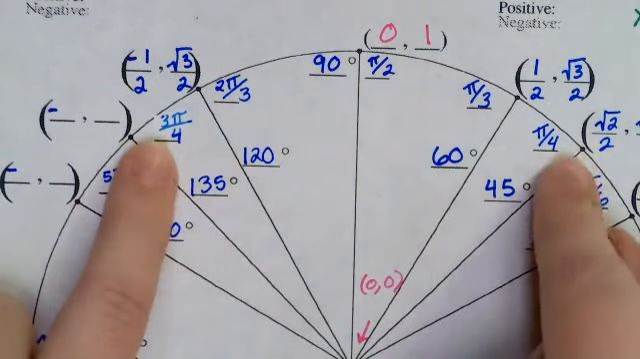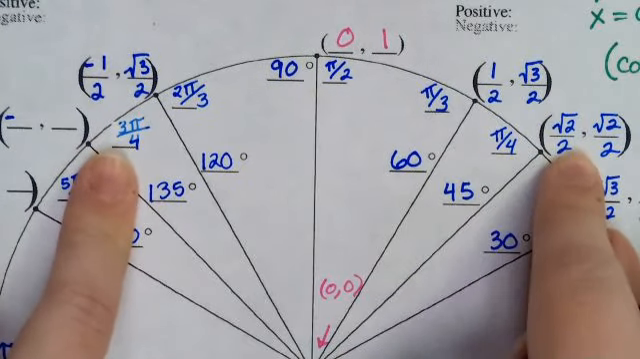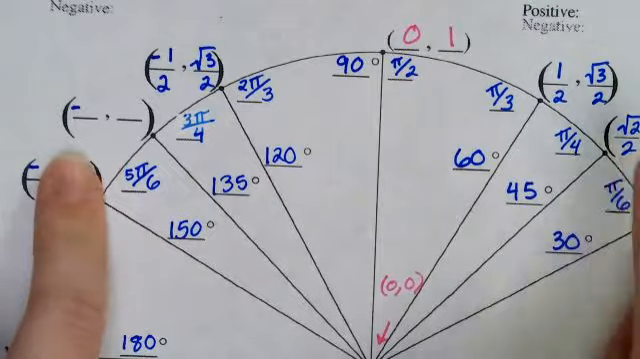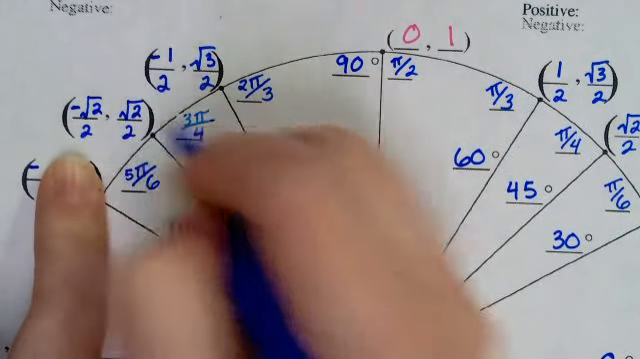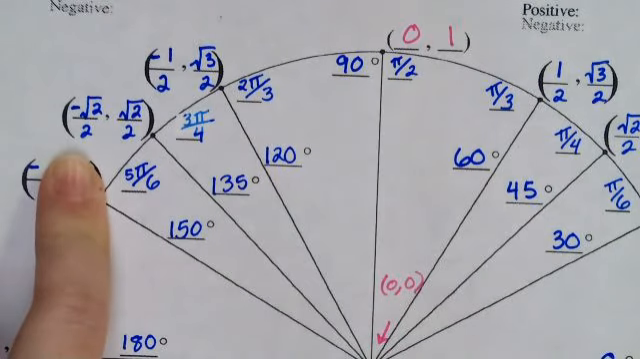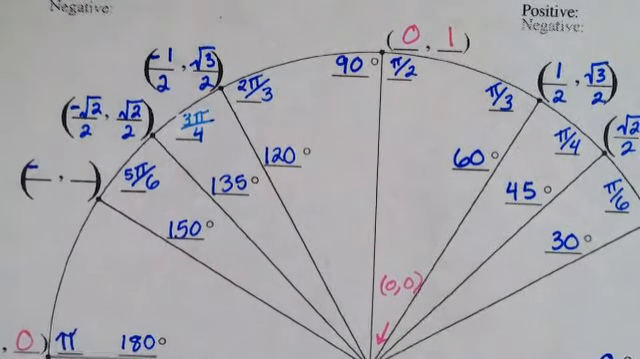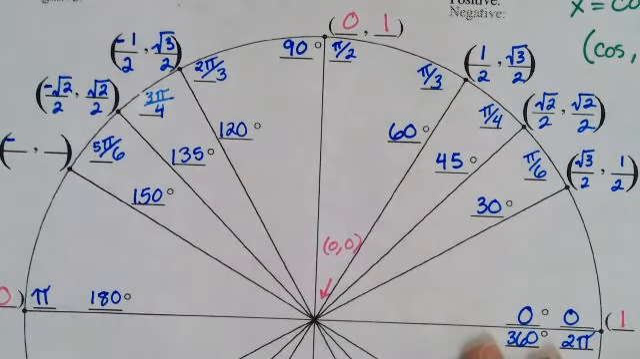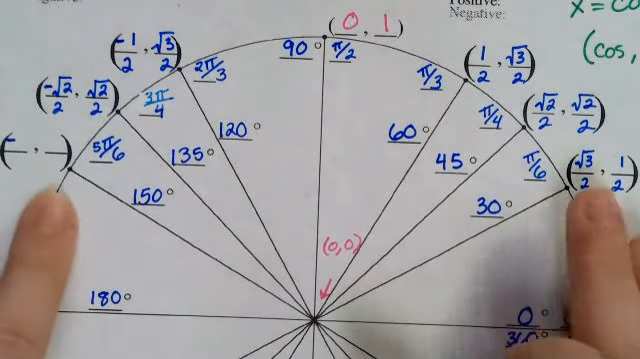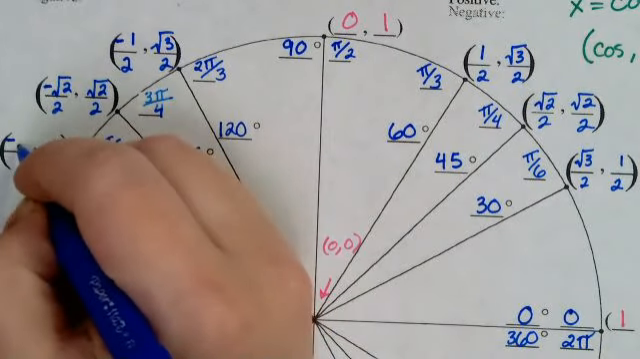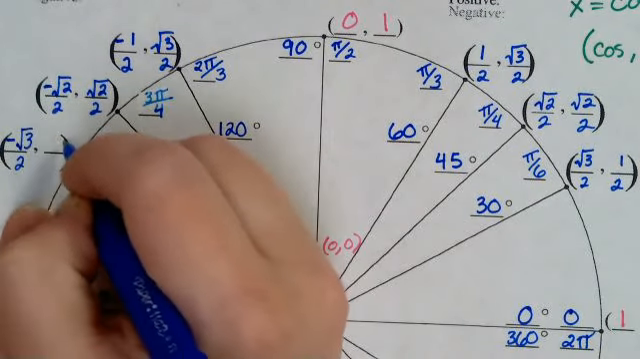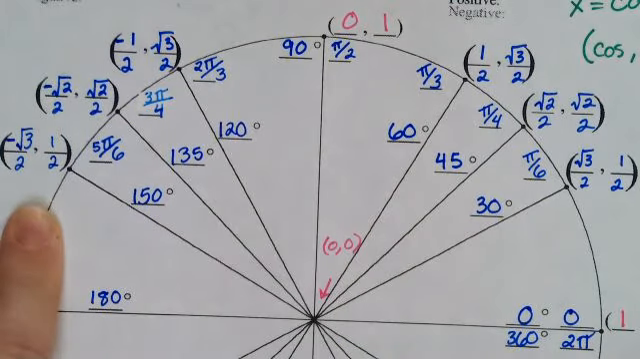Same thing over here with the pi over 4's. Pi over 4, I had root 2 over 2, root 2 over 2. Over here, it's going to be negative root 2 over 2, root 2 over 2. So it's just that the x value is negative. Or look at your pi over 6 values. Again, we're having a mirror image situation. So the only thing that's going to be different is the x's change to be negative. Otherwise, it is completely the same.